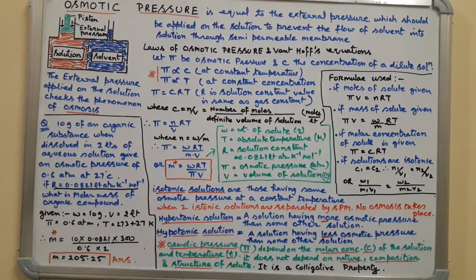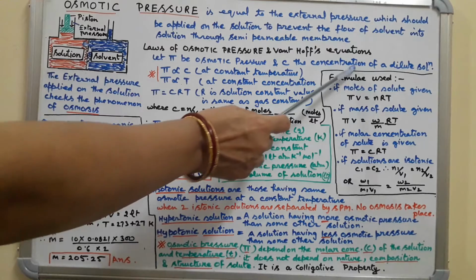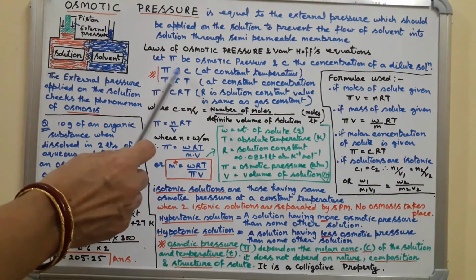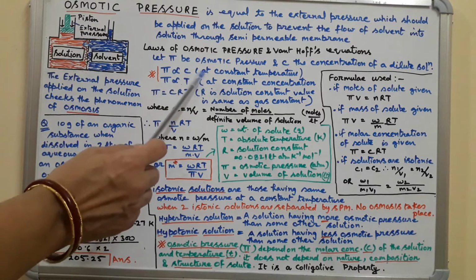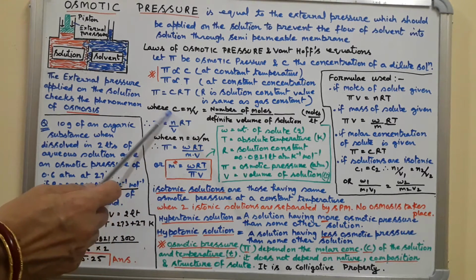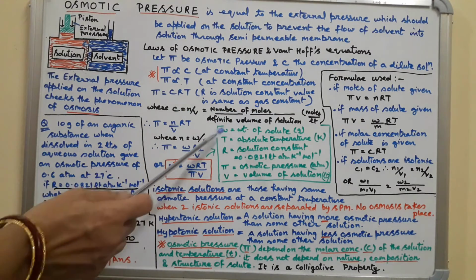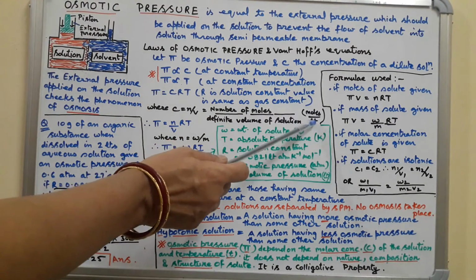Now, we are going to begin with this. Let's see here. Let pi be the osmotic pressure and C the concentration of a dilute solution. Now, according to Boyle's Van't Hoff law, pi is directly proportional to C. And what is this C? This particular C is molarity or concentration. C is equal to n by V. What is n? n is the number of moles in a definite volume of a solution. The unit is moles per liter.